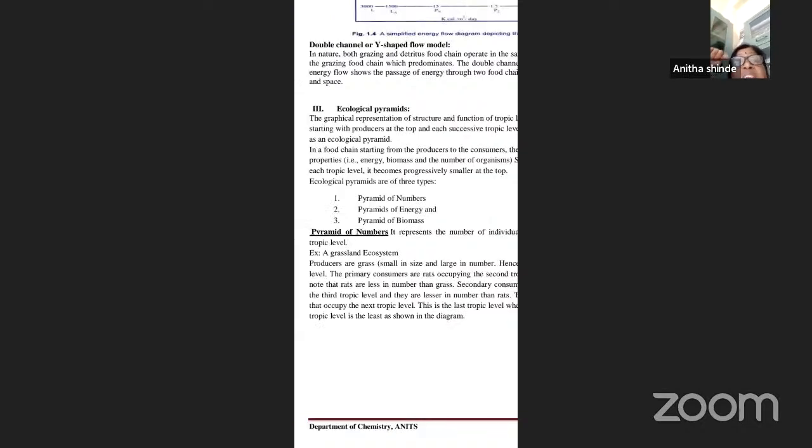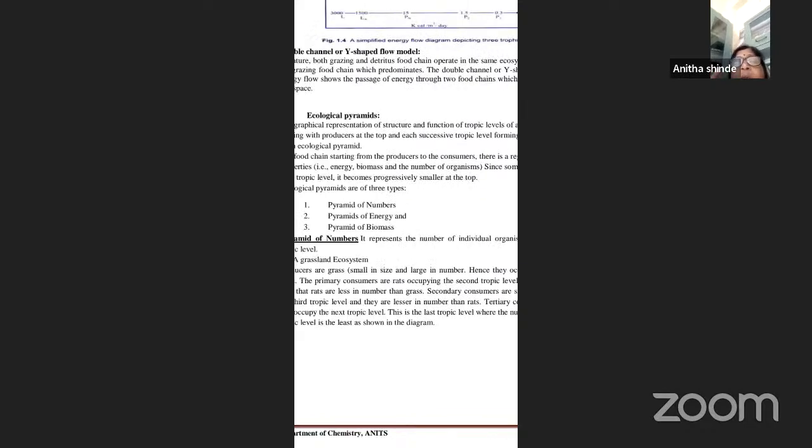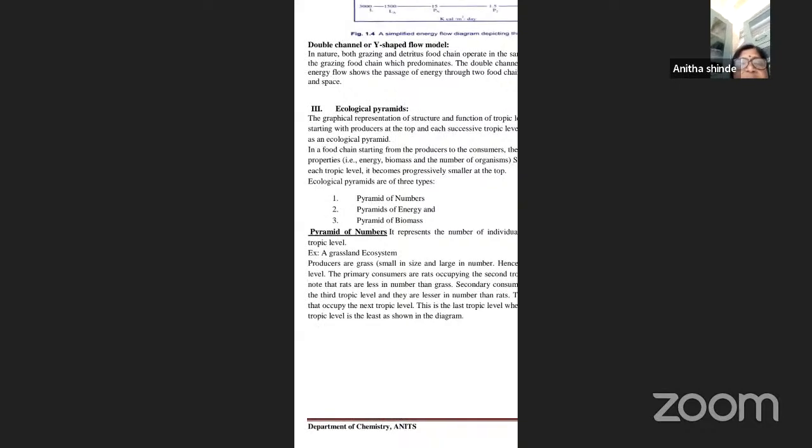So based on these three categories, that is energy, biomass, and the number of organisms, since there is a loss, the ecological pyramid shows three different shapes. What are those? Pyramid of number, pyramid of energy, and pyramid of biomass. We'll see them now. Pyramid of number represents the number of individual organisms present in each trophic level. Example, grassland ecosystem.